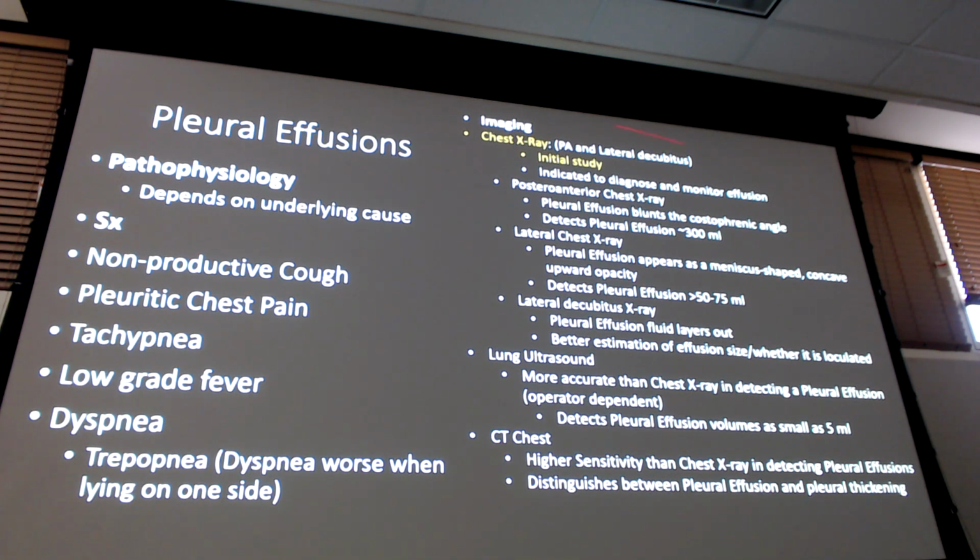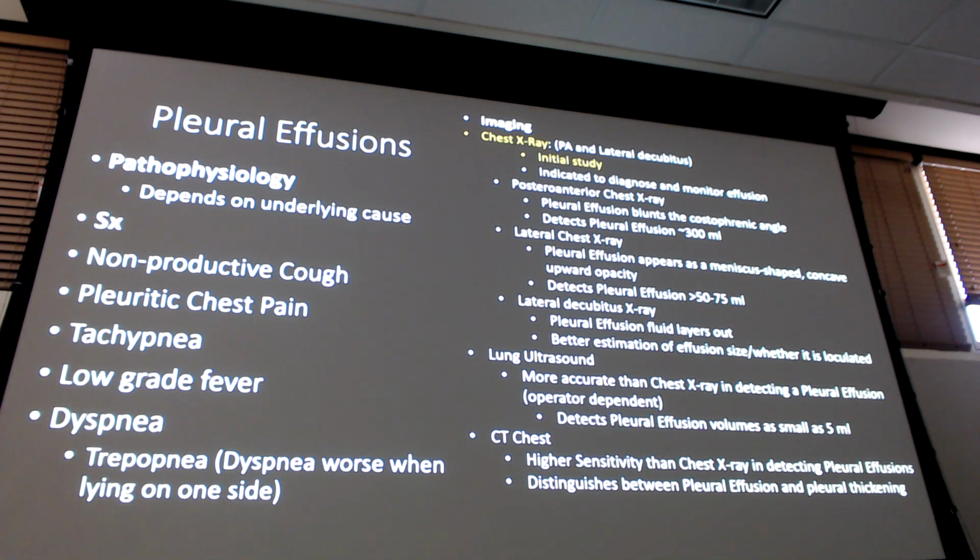Okay? X-ray is your initial study. You get that PA, and then possibly that lateral decubitus. You do have to order that special. That is not standard. The lateral decubitus is not a standard picture. All right. We already kind of covered some of these other things, but on PA, 300 milliliters blunts the angle. On lateral, it says 50 to 75, and 75 is where you're going to go. It has that meniscus shape because it's like the water in a glass, right? You have that meniscus of fluid sitting in there. That's how you're going to see those pleural effusions.